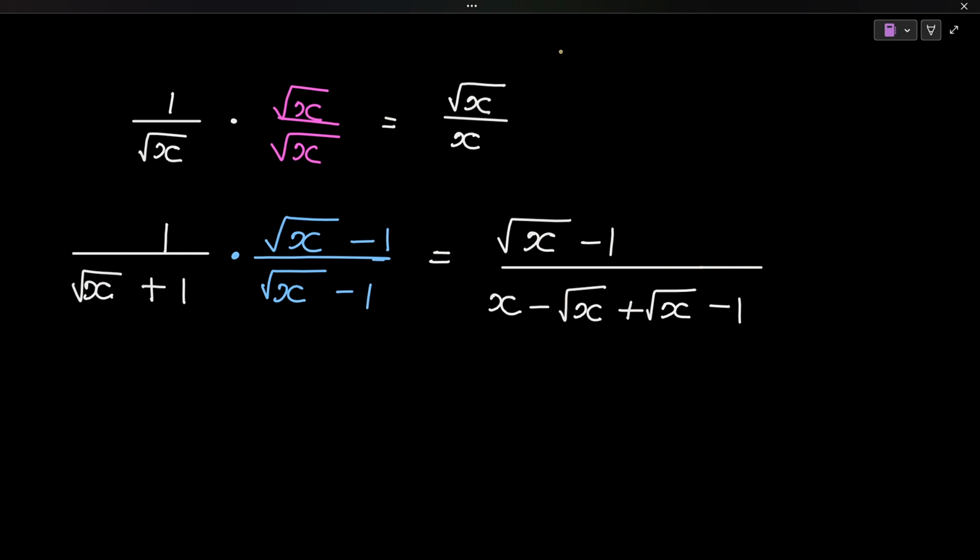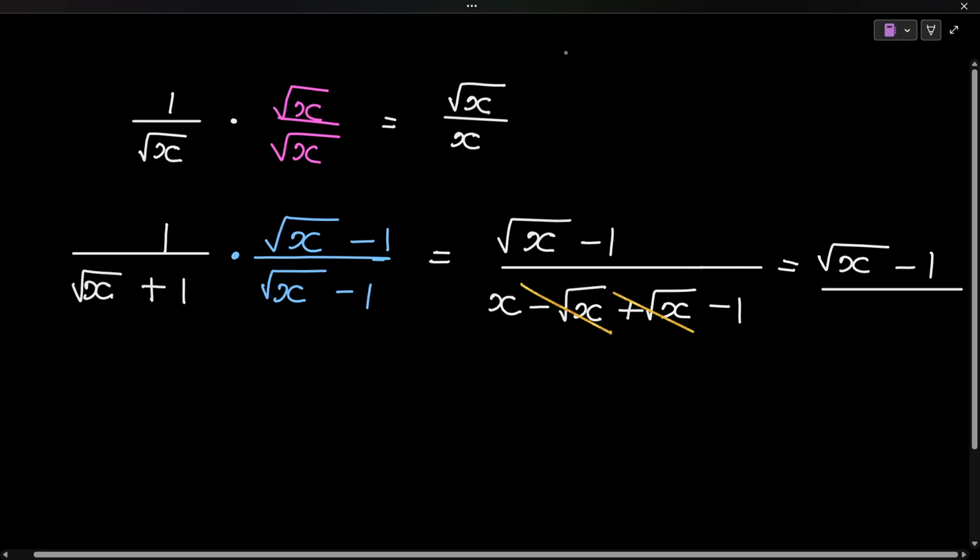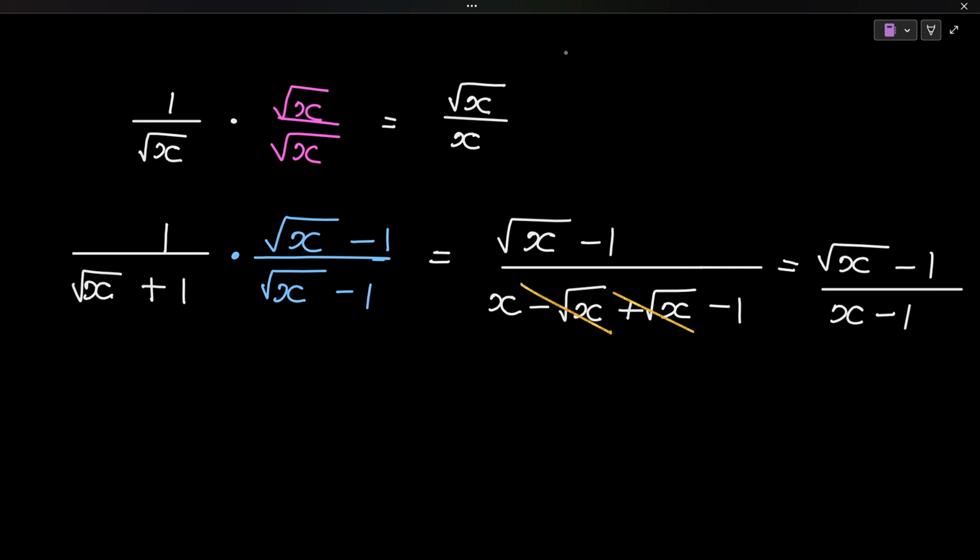Now you will notice that you have two terms of the opposite sign, so they can cancel out with each other. And what we are left with is the square root x minus 1 all over x minus 1. So notice that by applying this rule, we have managed to get rid of the surd from the denominator.